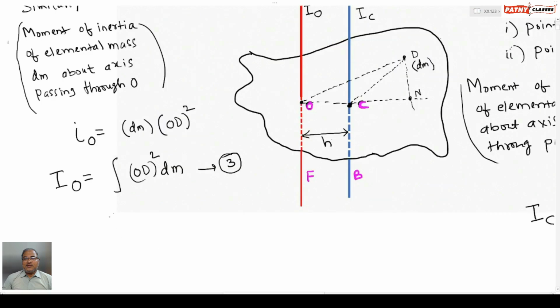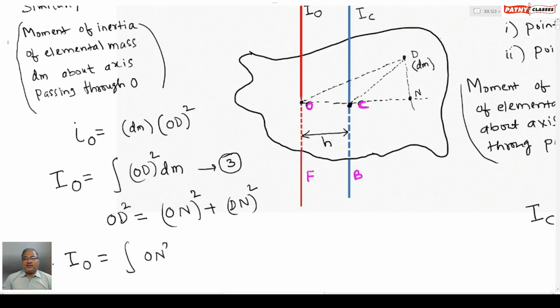From the figure, OD squared equals ON whole squared plus DN whole squared, that is by Pythagoras theorem. Therefore, I naught equals the integration of ON squared plus DN squared multiplied by dm, that is the integration with respect to dm.